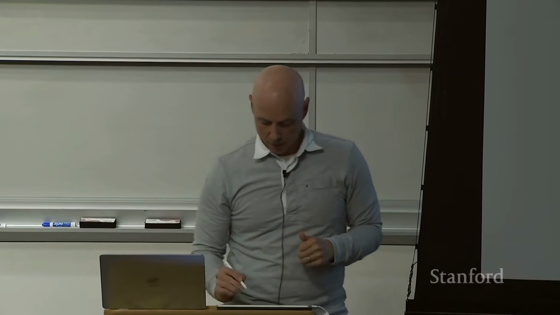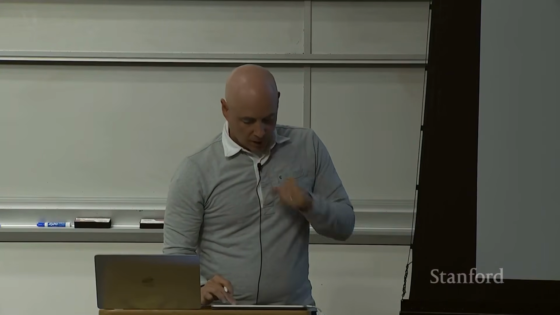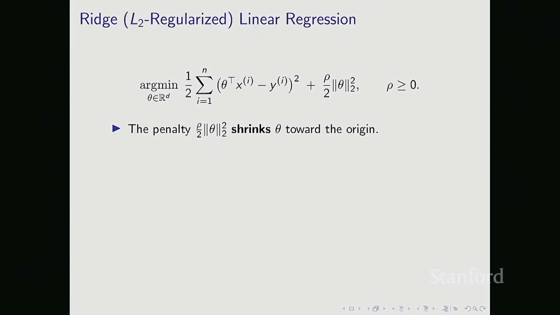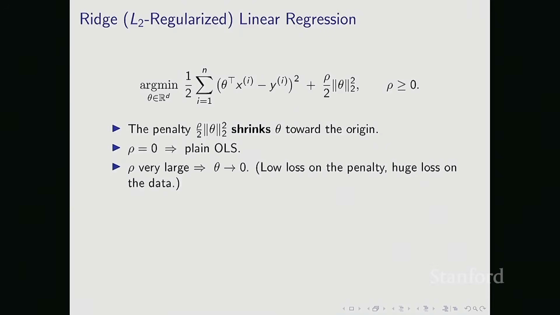Is the penalty term within the sum or outside? Yeah, it's outside the sum. It would just change normalization, but yeah. All right, so this is going to shrink theta toward the origin. It just means we don't think it should be too big. It's kind of a soft penalty, okay?